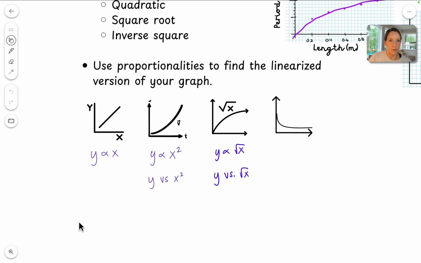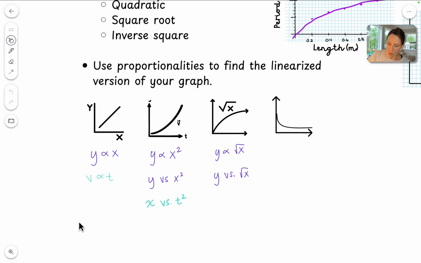So if we were to go with some physics quantities here, maybe you notice that your y-axis value is velocity and your x-axis value is time. So if you have v proportional to t, if you graph velocity versus time, you'll get a linear graph. If you have a graph of position and time that looks like this quadratic graph, where position x, not x-axis x, but position x, is graphed versus time squared, that's going to be your linearized graph.